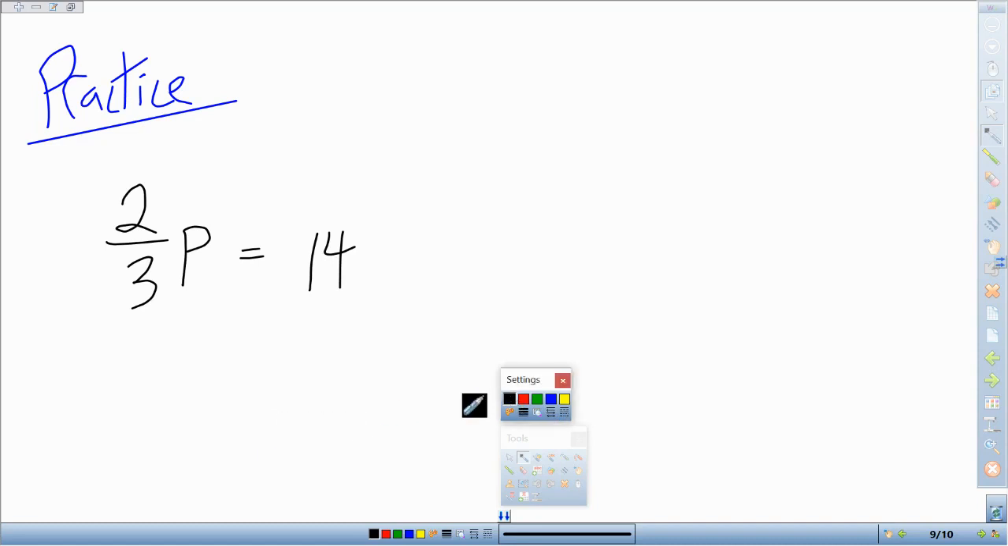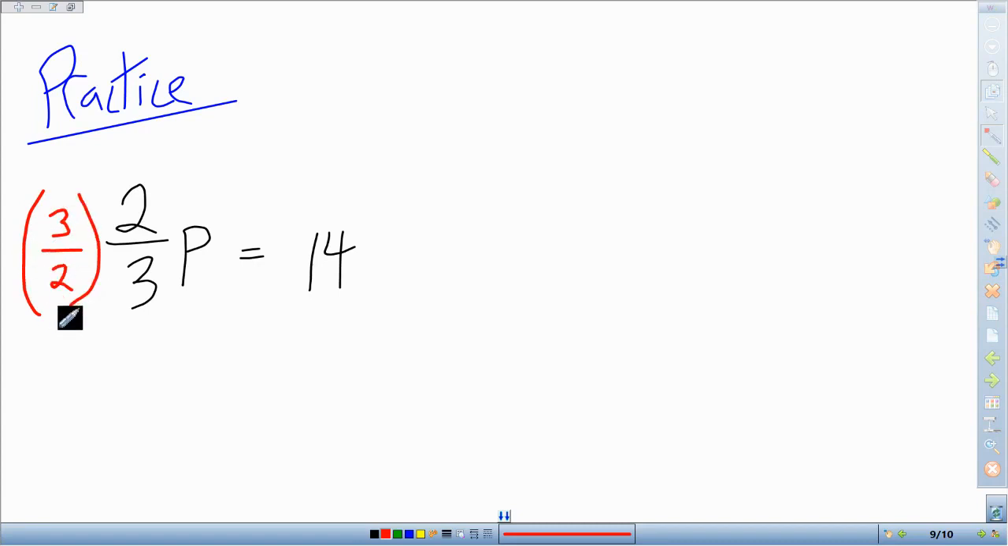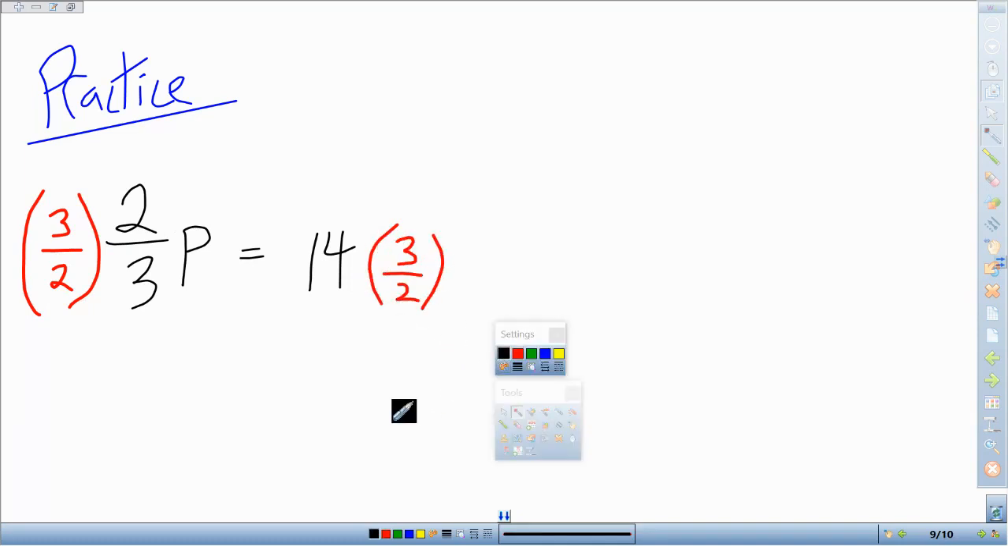Just like the last problem, we have this variable being multiplied by this fraction, and I need to get rid of it. It's being multiplied. I could divide, but instead I'm going to multiply by the reciprocal of this fraction. So I'm going to multiply this 2/3 times a 3/2, and I'm going to do that to both sides. Technically, this is turning into a 6/6, which would give me a 1p, which means they're canceling out, and I'm just left with p.